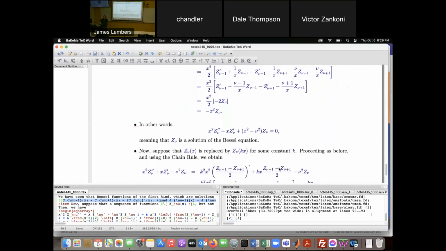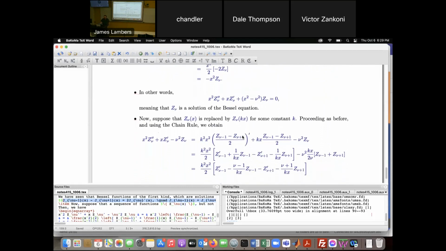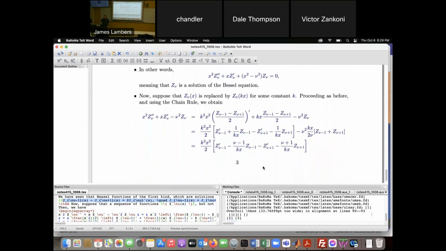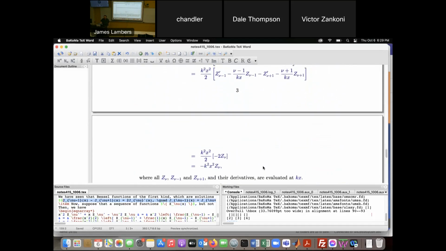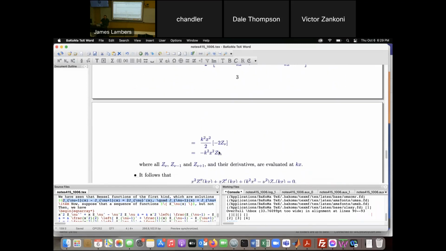Now why this is of interest is, instead of z nu of x, suppose I have z nu of kx, where k is some scaling constant. So then I can carry out the same kind of manipulations. And what I end up with, so before I got minus x squared z nu, well, now I'm going to get minus k squared x squared z nu.